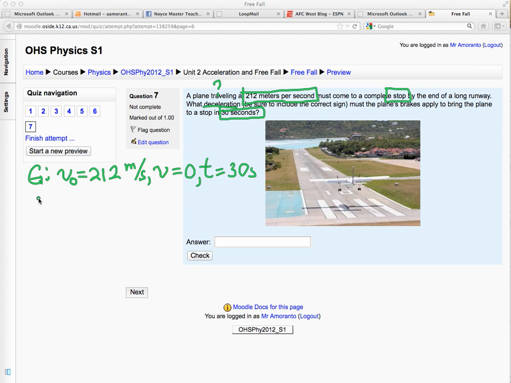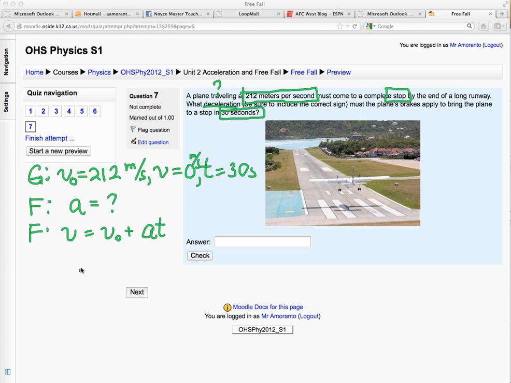And since it's asking for deceleration, the question is, what am I trying to find? What I'm trying to find in this case is deceleration, which sounds like acceleration. The reason we call it decelerating is because the object is slowing down. It's going from 212 meters per second to 0 meters per second. So acceleration is what I'm looking for. Now when I look at my list of formulas, the question is which formula will allow me to find acceleration if I have initial velocity, final velocity, and time. The one that comes to mind is v equals v0 plus at.